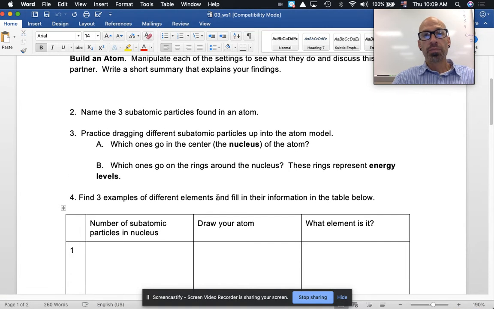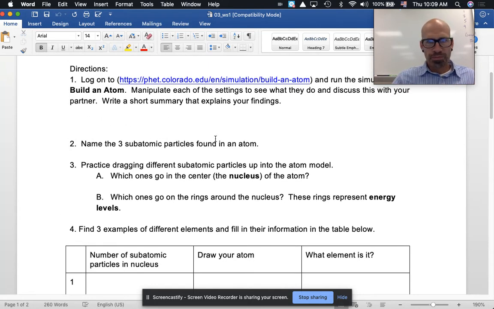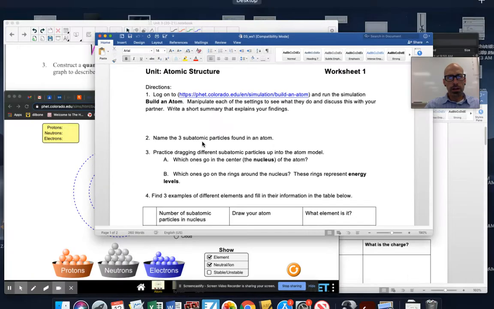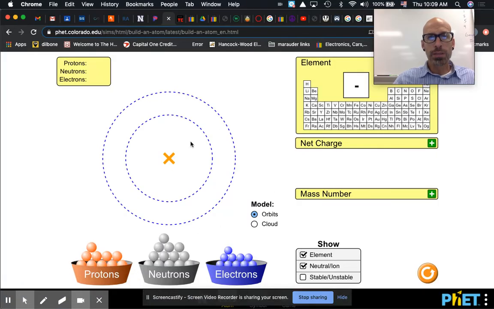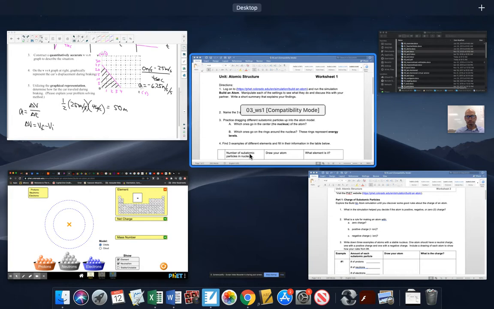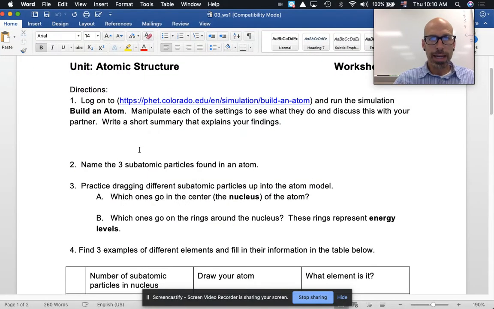All right. So this is what you were supposed to have done first. Today is Thursday, so this would have been Tuesday or Wednesday's assignment, depending on what block you're in. You were supposed to manipulate each of the settings in the Build an Atom simulator, which is this. You were supposed to look at all this and figure out what there is in here, and then go through this, answering the questions.